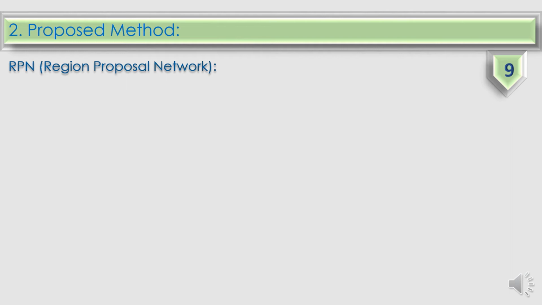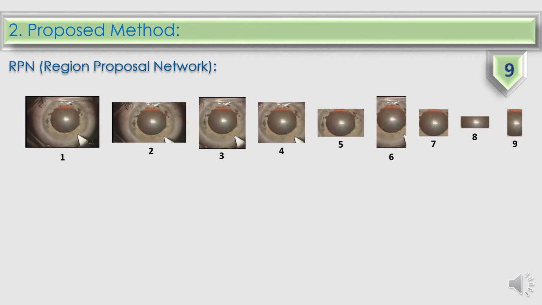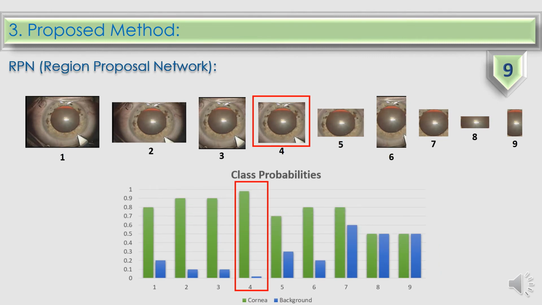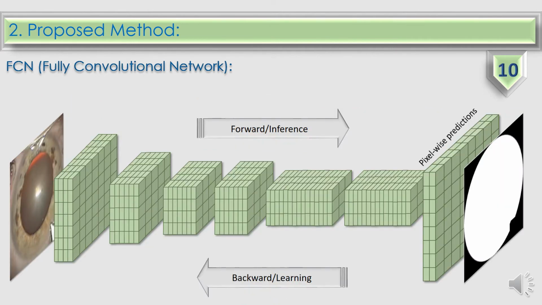The RPN suggests different anchors for each object of interest, and based on the class probabilities of each anchor, the anchor with the highest class probability is selected as the bounding box of the object of interest. Afterwards, a fully convolutional network will provide pixel-wise predictions with the same resolution as the original input of the network using these low-resolution detections.